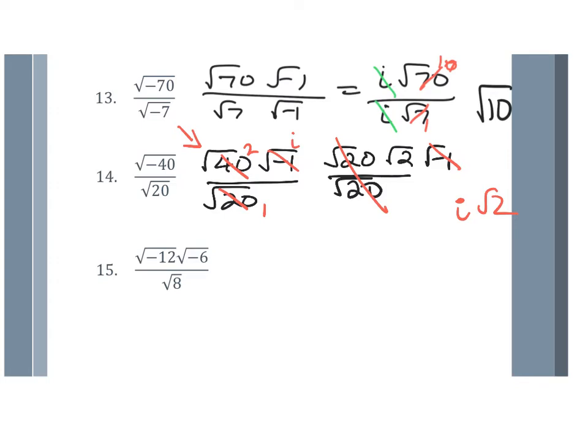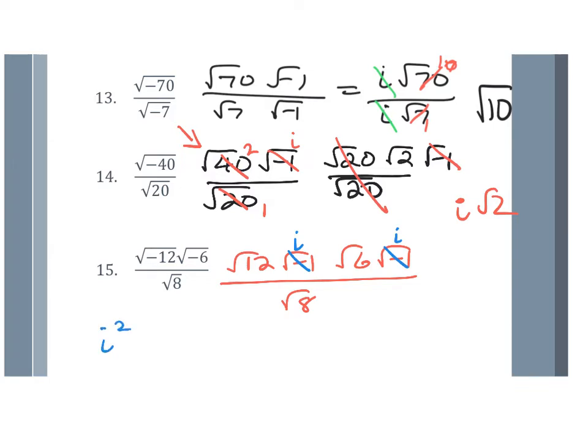Next one again, break it into 12 times -1, 6 times -1, all over the square root of 8. So again, I could change the -1s into i's. And here I'm going to get an i squared. If I multiply the 12 and the 6, I get 72 over 8. Simplify, make this a 1, make this a 9. i squared is -1, square root of 9 is 3. Answer here is -3.